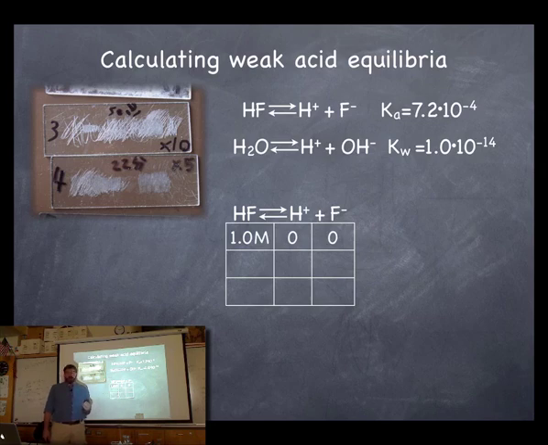Solve for x. Okay? I want to know what is the concentration of the hydrogen ions. You know how to do this. This is a thing that we've done tons of times before. So take a few minutes right now. Set up that ICE diagram.